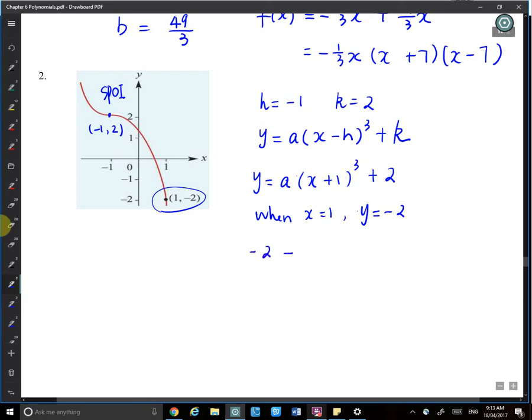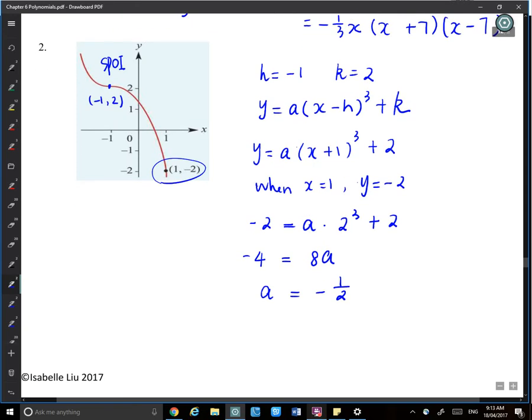So -2 equals a times (1 plus 1) is 2, 2 cubed, plus 2. Subtract the 2, -4 equals 8a. A will be -1/2. And you need to restate the rule. Y is -1/2, see, a is not 1, so (x plus 1) cubed plus 2.